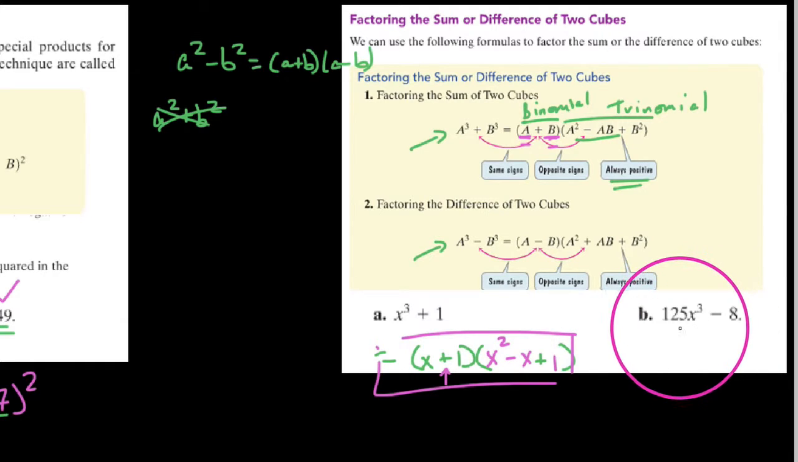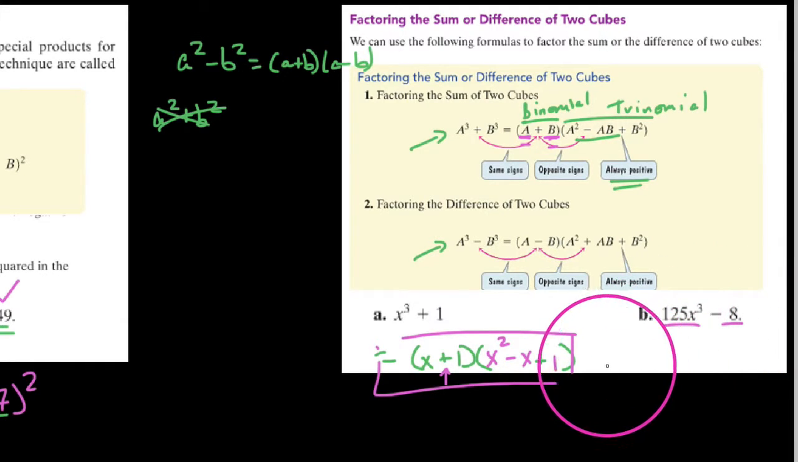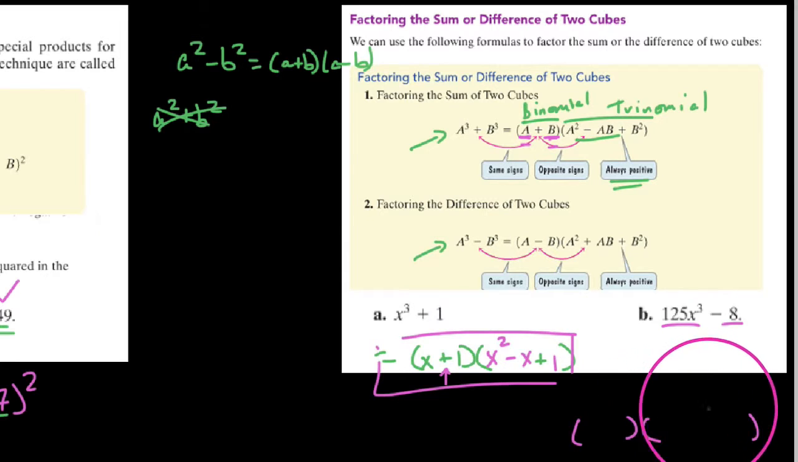Looking at this last one, I also recognize that this has two terms, and these are definitely cubes. So I'd say, well, maybe this is a difference of cubes. It obviously is a difference of cubes. And we'll start with our binomial before we crack into our trinomial here. We say, well, 125x cubed, what could I cube to get that? Well, I could cube 5 times x. Cube that, you get 125x cubed. And what can we cube to get 8?